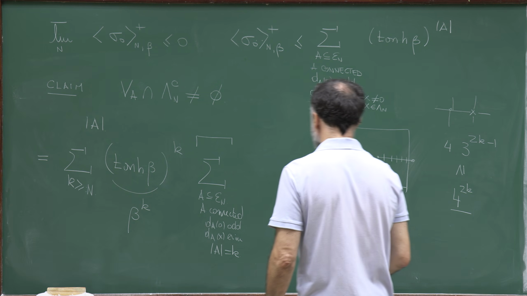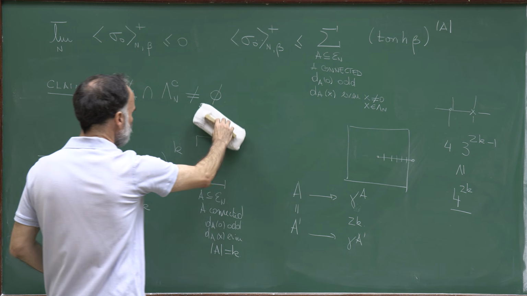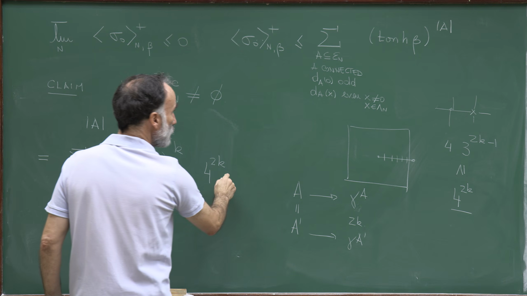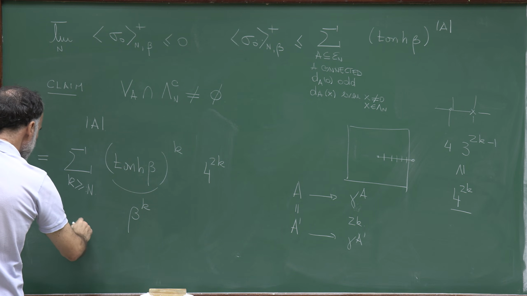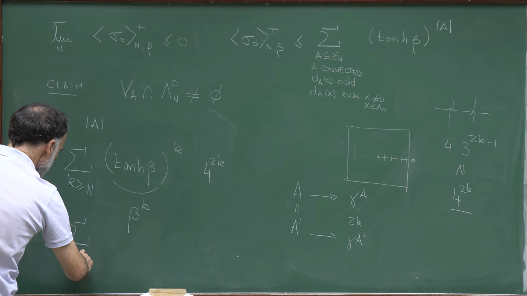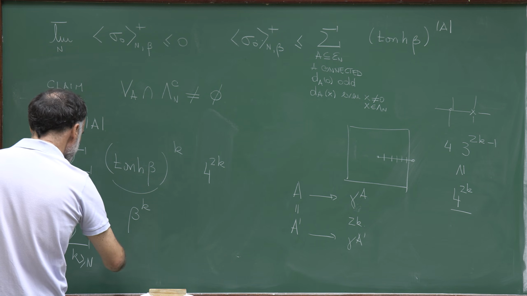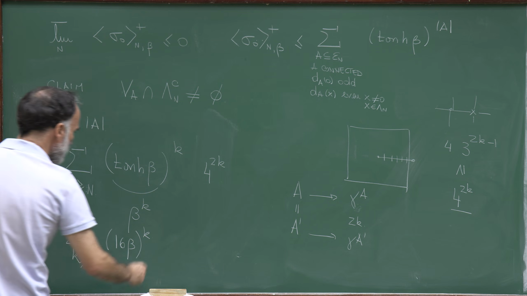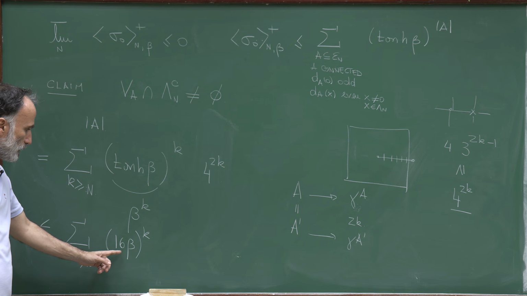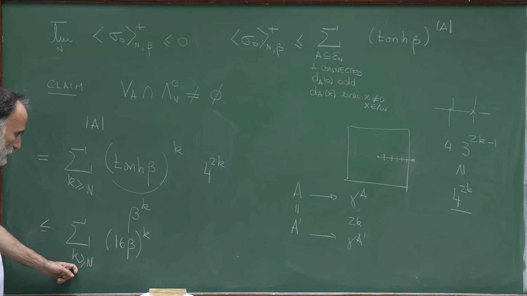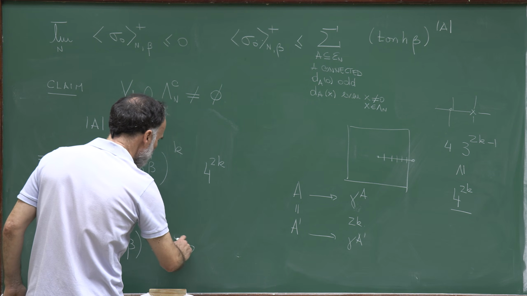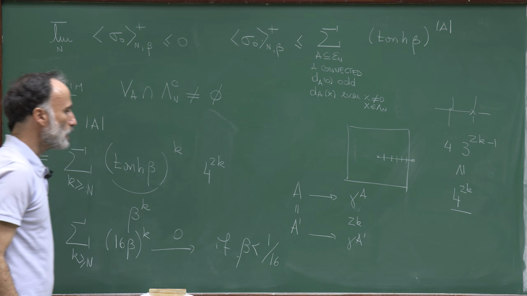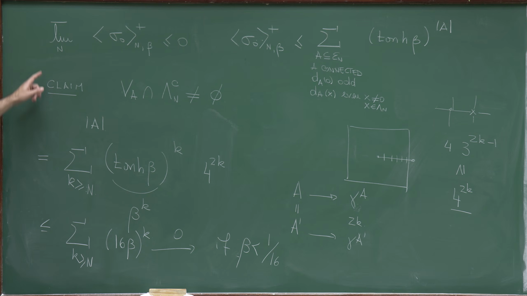So this is a bound for the total number of paths, and therefore this sum is bounded by 4 to the 2k. And therefore, this sum is bounded by the sum for k larger than n of 16 beta to the power k. And what I see is that if beta is bounded by 1 over 16, as n tends to infinity, this expression converges to 0. And this completes the proof of the theorem.